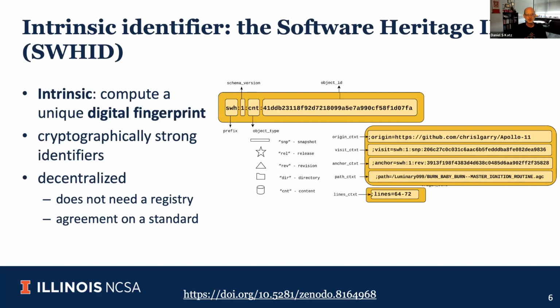I was going to talk about this idea of intrinsic identifiers and use Software Heritage as an example, but Matt has kind of done that, so I'm not going to go through this in any detail other than saying the intrinsic identifier, as Matt mentioned, is intrinsic. It comes from the object itself. It doesn't have to do with where the object is stored or anything but its content.